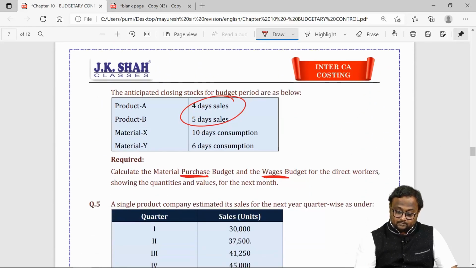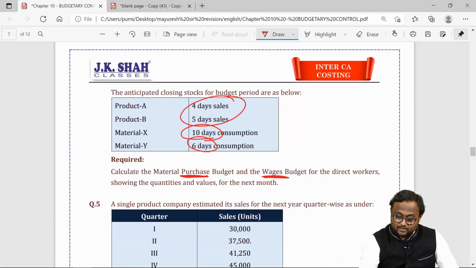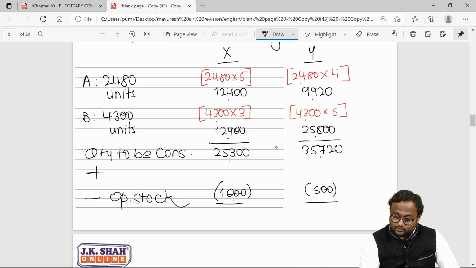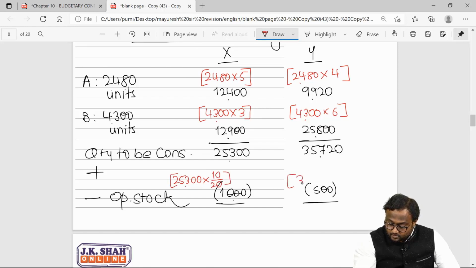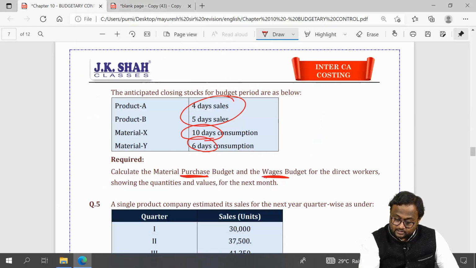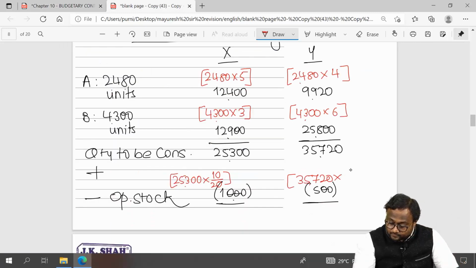What have they said about closing? 10 days consumption, 6 days consumption. Oh my God. This consumption, whatever we have got, is for 20 days, no? So 10 days consumption is going to be 25,300 into 10 upon 20, 35,720, 10 days consumption and 6 days consumption.